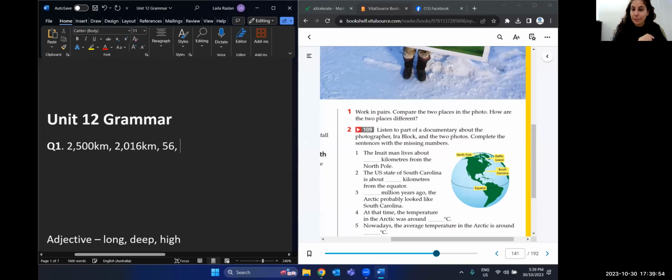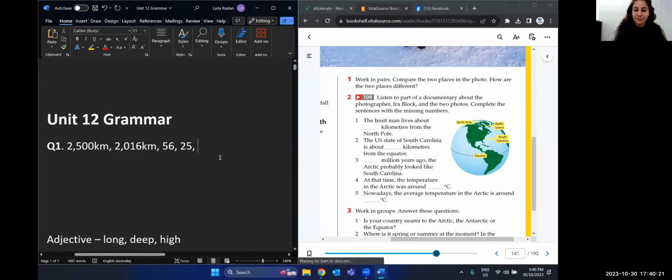56 million years ago, the Arctic probably looked like South Carolina. So these two places looked like each other 56 million years ago. And at that time, the temperature in the Arctic was around 25 degrees. And now the average temperature is -10. It's a big difference.